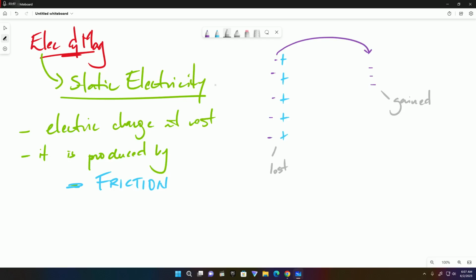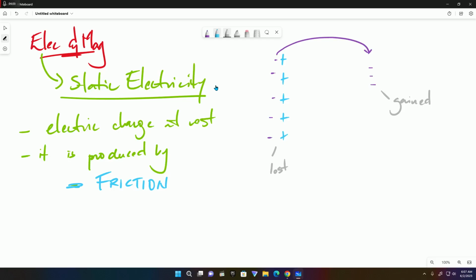So when it comes to charging or producing static by friction, we could say that one object gains the charge and the other object loses it. Either which way is correct. You don't necessarily need to say it both ways, but you get the idea.